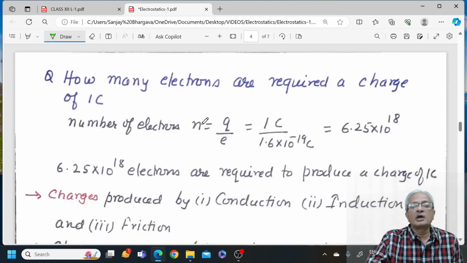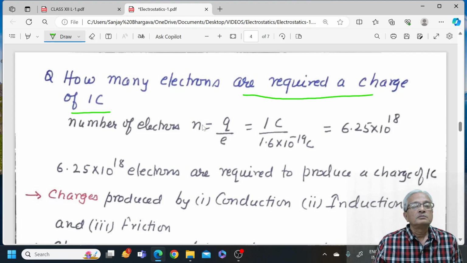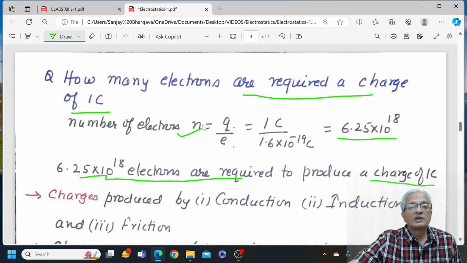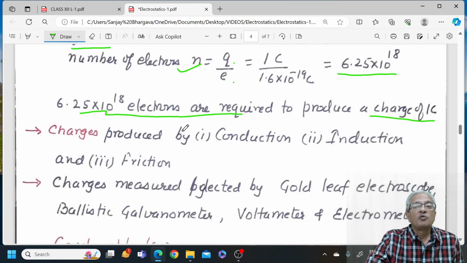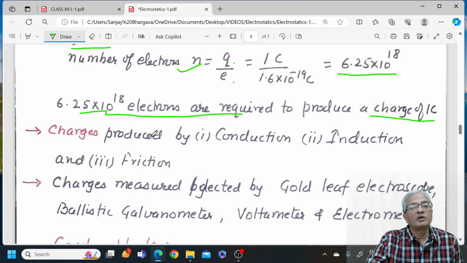Another question that we need to answer is how many electrons are required to produce a charge of 1 coulomb. So the number of electrons required, n, would be equal to Q by e. Charge is 1 coulomb and e is 1.6 × 10^-19 coulomb, which gives me a number 6.25 × 10^18. So 6.25 × 10^18 electrons will be required to produce a charge of 1 coulomb. That is why we normally say 1 coulomb is a large unit of charge.